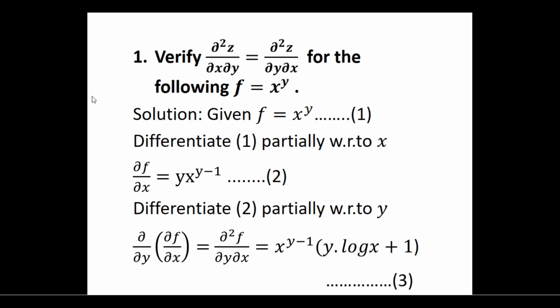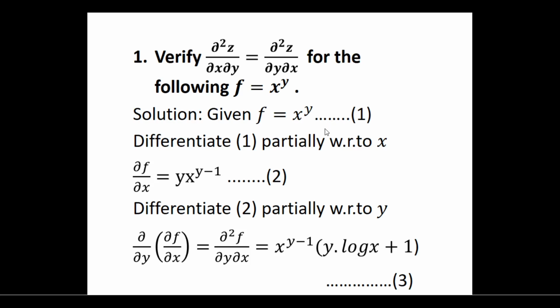Okay, here is an example. Verify ∂²z/∂x∂y equals ∂²z/∂y∂x for the function f equal to x^y. Okay, so that means we have to show the mixed partial derivatives are equal. We shall consider the given function as equation 1.